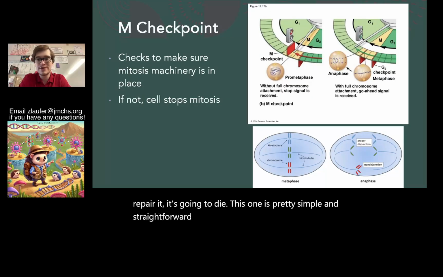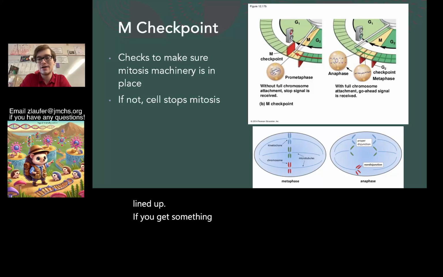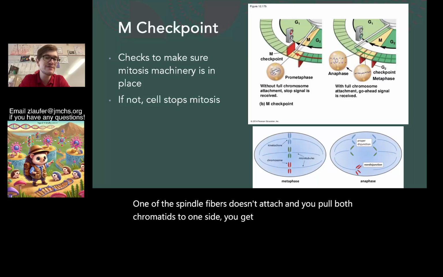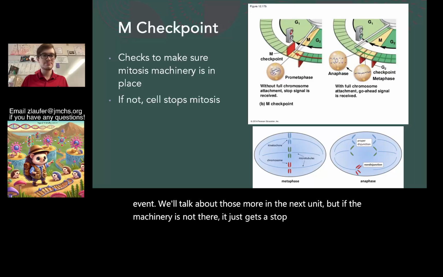The M checkpoint, again, is just making sure that the mitosis machinery is in place properly, and that everything is lined up. If you get something like one of the spindle fibers doesn't attach and you pull both chromatids to one side, you get what's called a non-disjunction event. We'll talk about those more in the next unit. But if the machinery is not there, it just gets a stop signal and it stops mitosis.